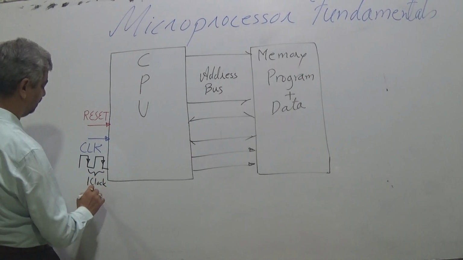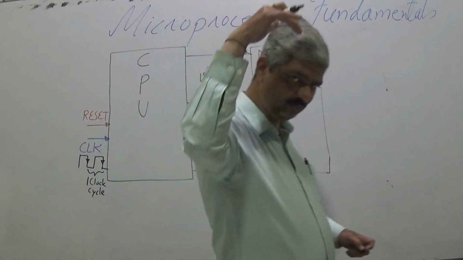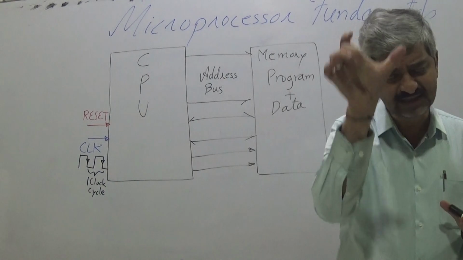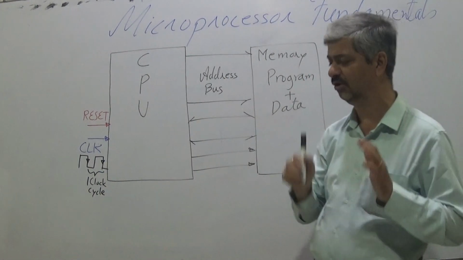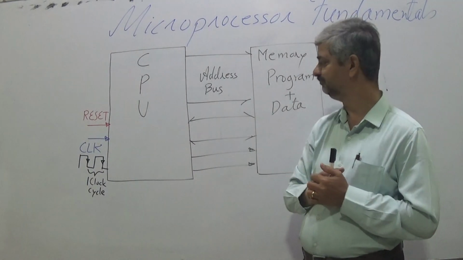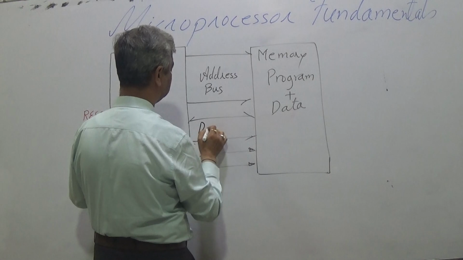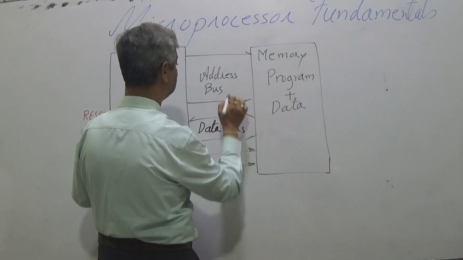Clock cycle. Somehow the falling edge, that is from high to low, is considered as the initiation. So from one falling edge to the next falling edge is one clock pulse, one clock cycle. Now this is the address bus. This is said to be the data bus. These are 16 lines.